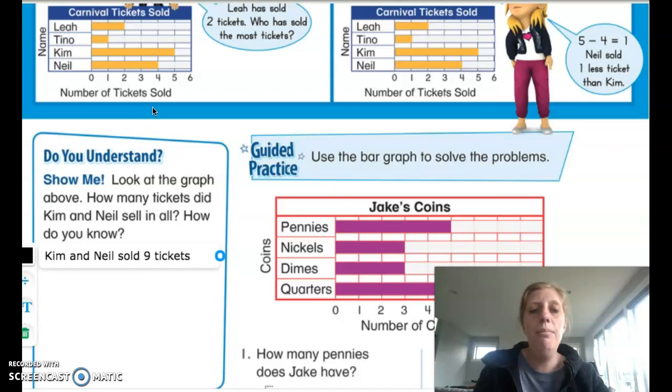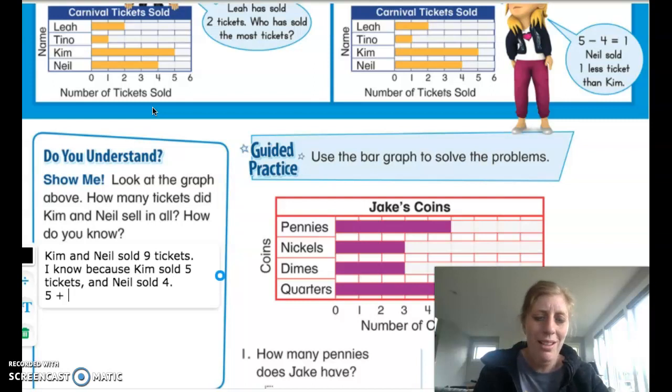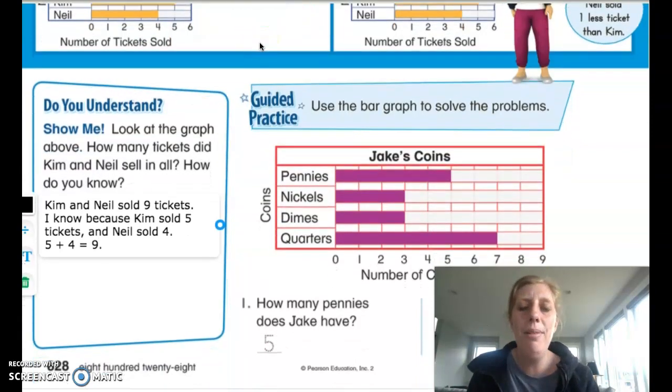We better tell them what they sold, period. I know because, B-E-C-A-U-S-E, because. I know because Kim sold 5 tickets and Neil sold 4. 5, yep, that was right, plus 4 equals 9, period. Okay, now we can move on to guided practice.